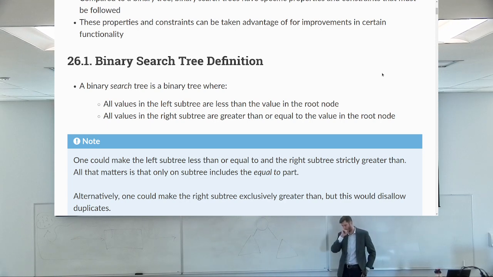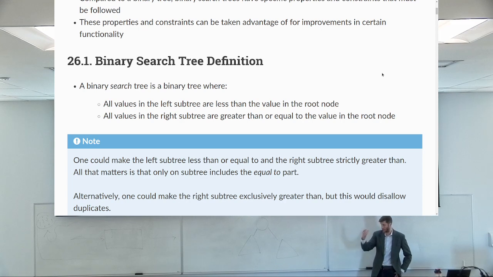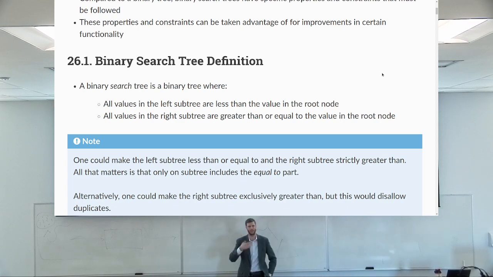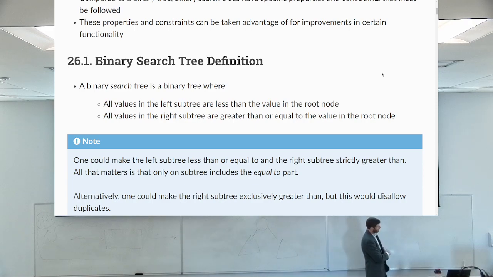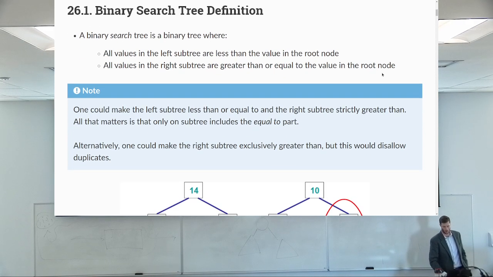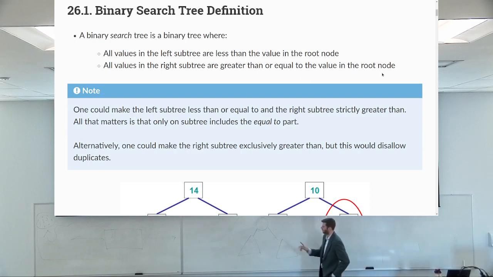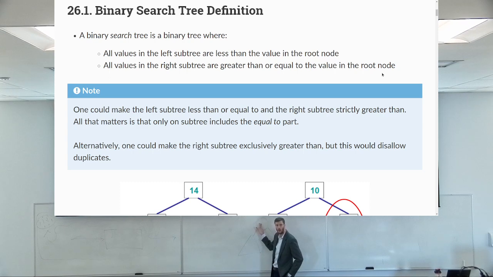Now, you can allow for duplicate values. This particular description doesn't allow duplicate values. But we could easily allow duplicate values in our binary search trees by just saying either the left or the right subtree will have values that are greater than or equal to, for example. So that's what we'll do here. One could very easily make it that the left subtree has all values less than or equal to the root. That's entirely fine. But for our purposes, all the values over here are going to be less than the root. All the values over here are going to be greater than or equal to the root. That's how we're going to do it.